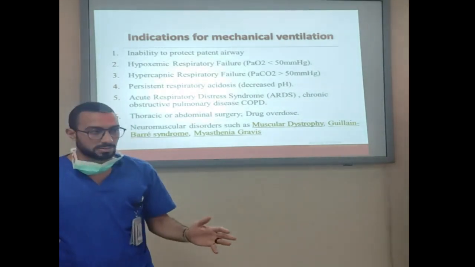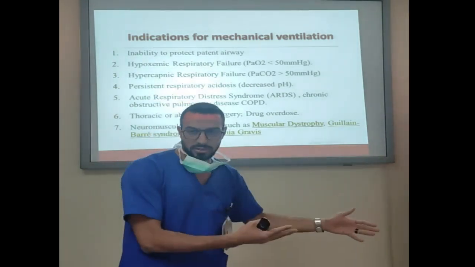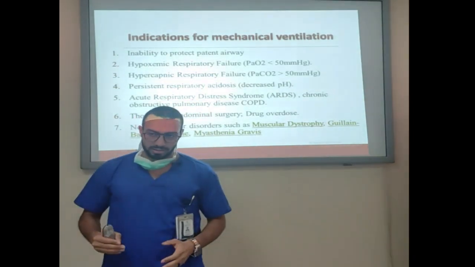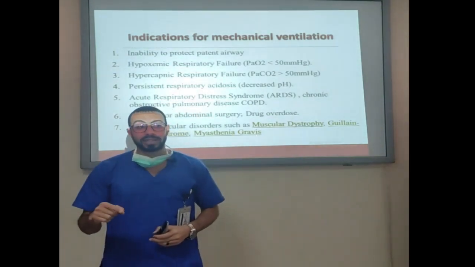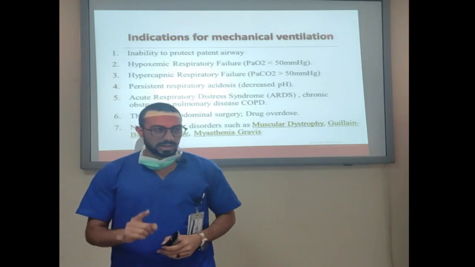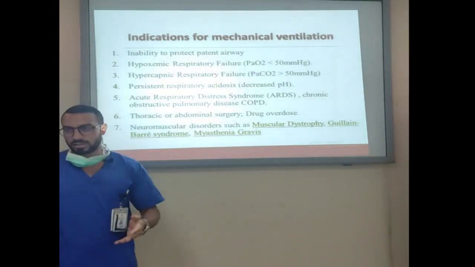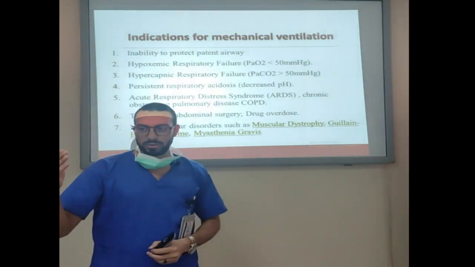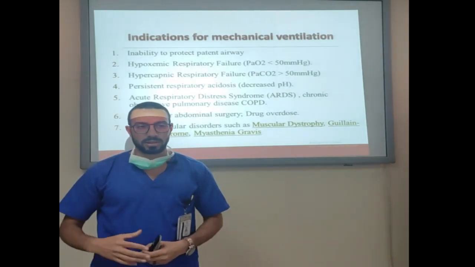Now, we have 2 types of respiratory failure: type 1 and type 2. In respiratory failure type 1, we have hypoxia, okay? And in respiratory failure type 2, we have hypoxia and hypercapnia. In type 2, we have hypercapnia more than 50, okay? The normal range of the CO2 is from 35 to 45, very good. But more than 50, this is the problem.